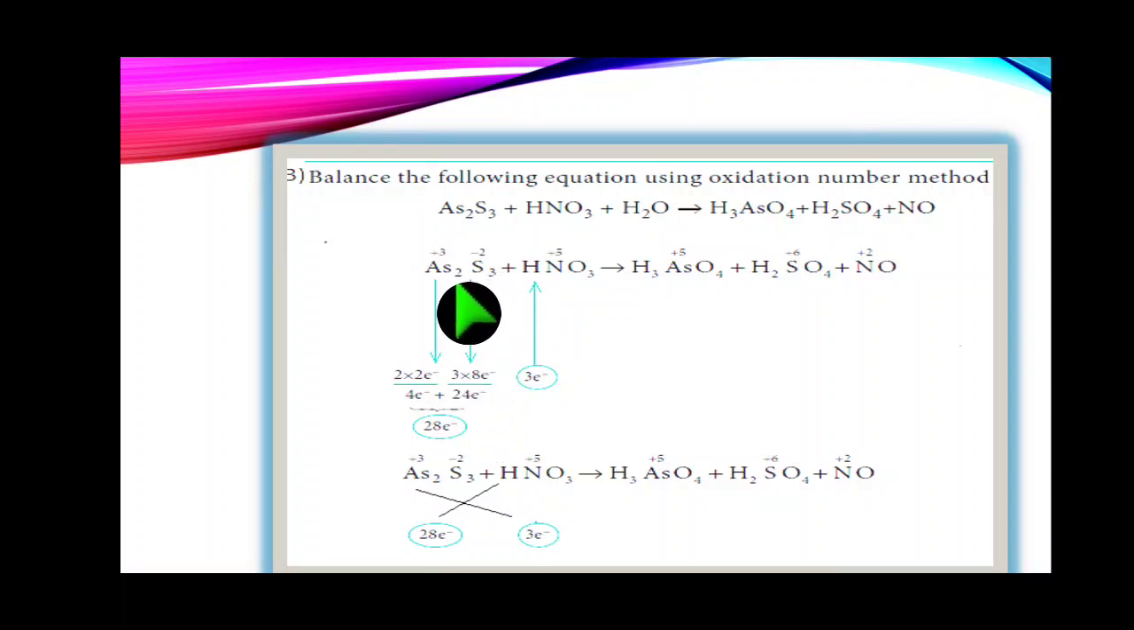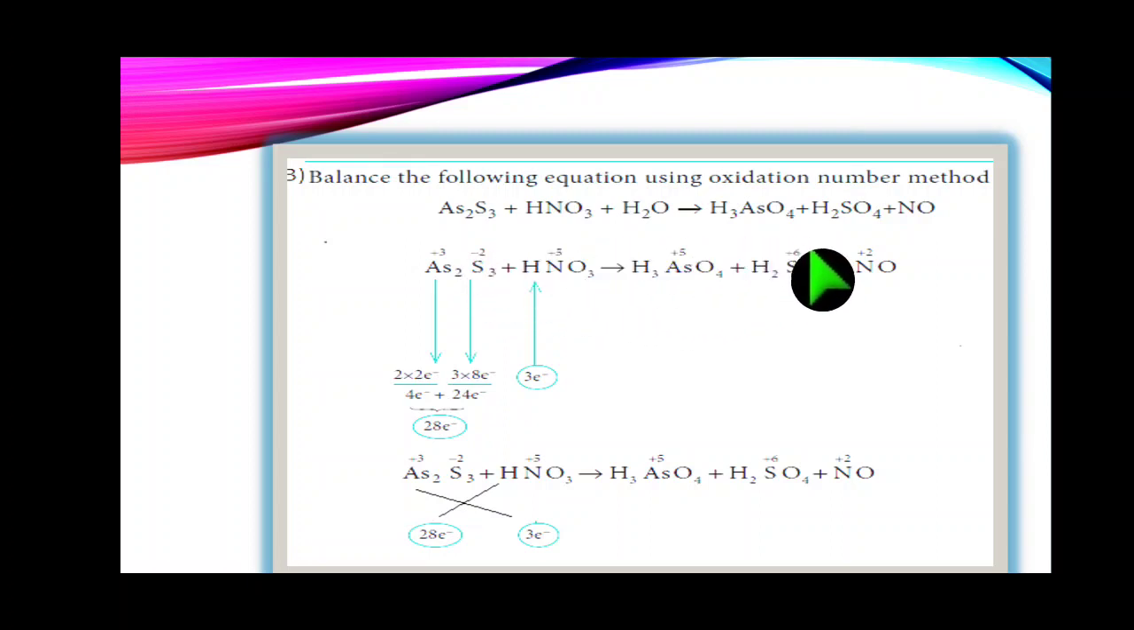In the formula, arsenic 2 is here, so write the 2. Then the electron transfer is minus 3 to plus 5. So how many electrons transfer? 2 electrons transfer, right? 2 plus sulfur in the formula, how many? 3. So how many sulfur? 3. 3 sulfur, and the transfer is minus 2 to plus 6.